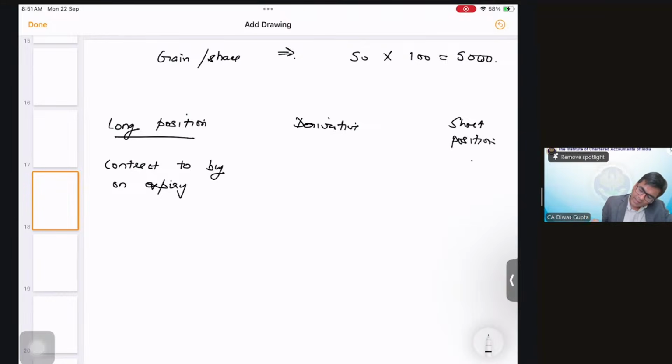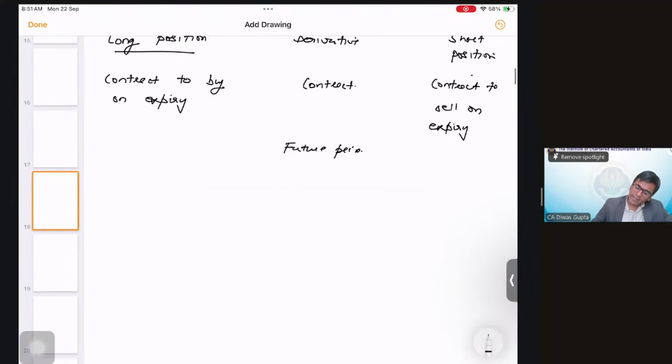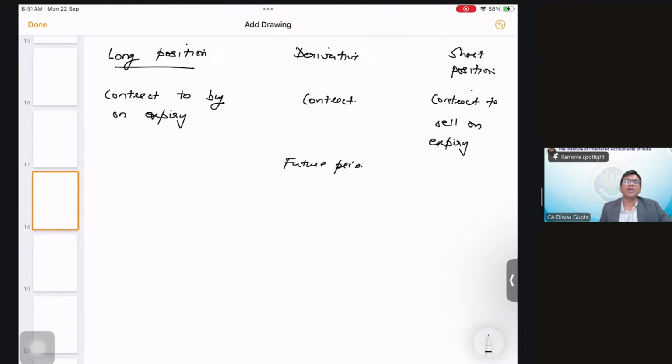On expiry, this is a contract to sell on expiry. The contract to buy on expiry, contract to sell on expiry. The future price is determined using the same formula that we have discussed. Now here, the risk is what? In case of a long position, what is the risk?